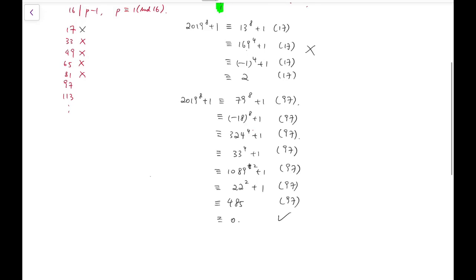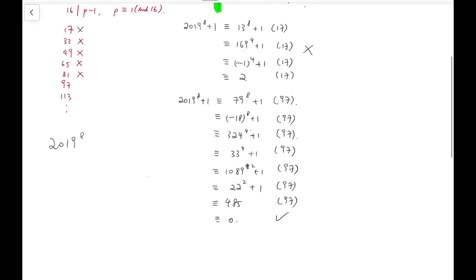So yay, we know that 2019 to the power 8 plus 1 is congruent to 0 mod 97, and this is the smallest prime factor, so the answer is 97. So yay, we are done.